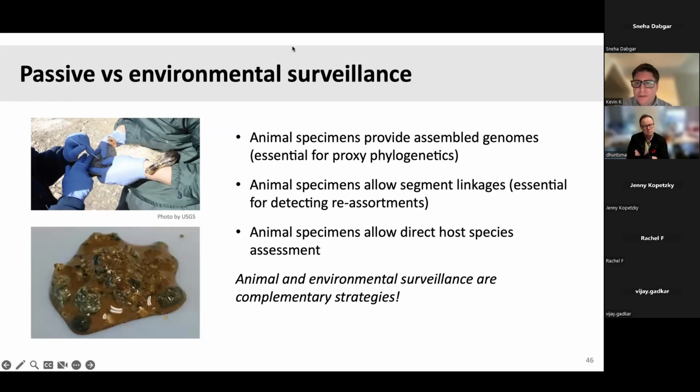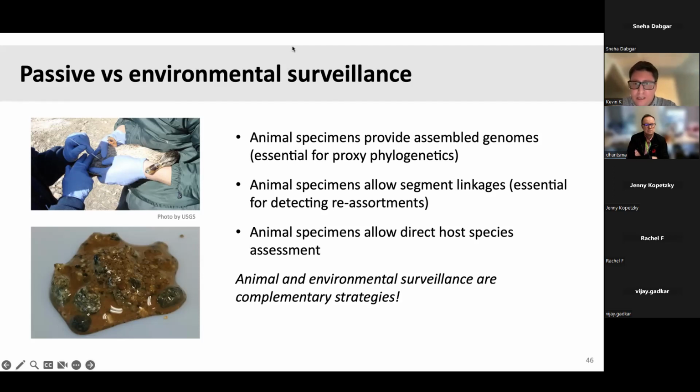Now, before anybody gets too carried away, we don't think sediment surveillance is a replacement for bird-based surveillance. Bird-based surveillance still has some advantages. First, you can confidently assemble a complete genome from a bird specimen. You don't need to worry about that problem of having fragments from different viruses and not knowing how to put them together. And as you saw, we rely on having a good source of complete genome sequences for our proxy phylogenetics and our comparison analysis. So I don't think we'd be able to do this if everybody gave up bird sequencing.